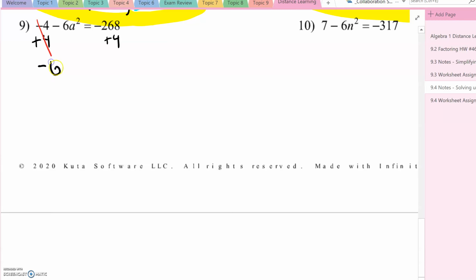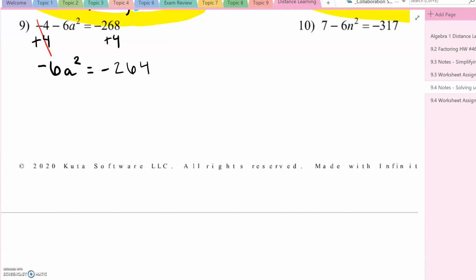We get negative 6a squared equals negative 268 plus 4. Make sure when you are typing that into your calculator or when you're thinking about it, you know that 268 is the negative number, 4 is the positive number. So the bigger one's negative. So we should get a negative answer still. So we get negative 264.